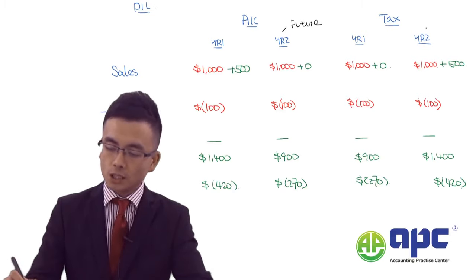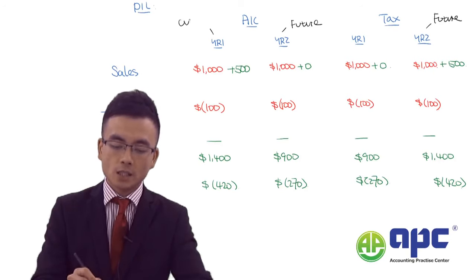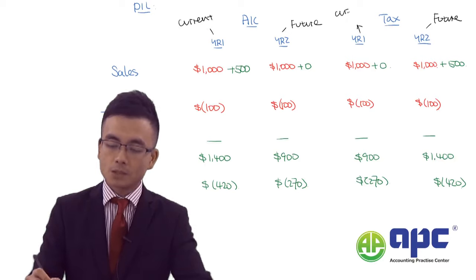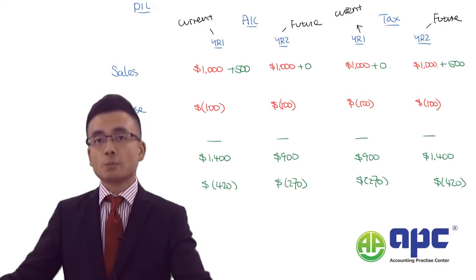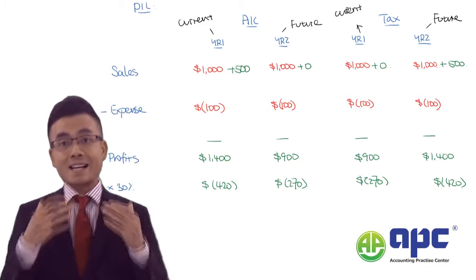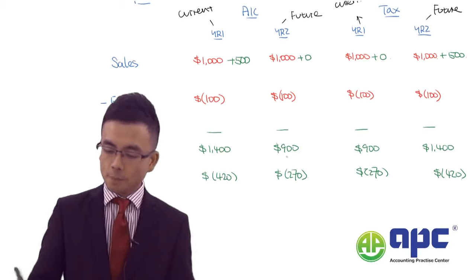In future years, and that will be in the year number two. In the current year, and that will be in the year number one. And that means we're going to be considering the future or the year number two's tax effect in the year number one's account. But the question is how we should do it. So let's see then.